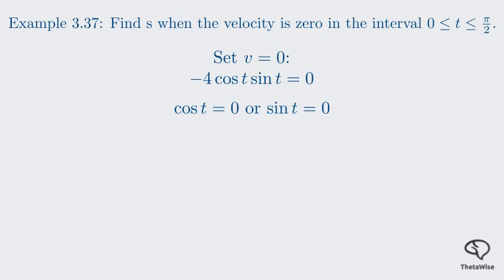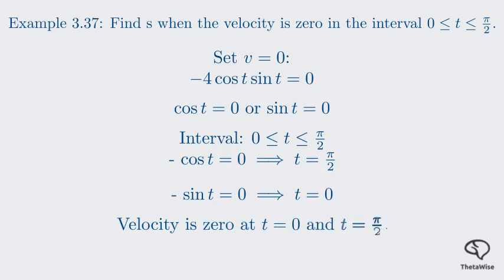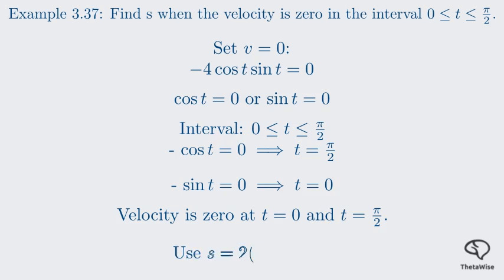Let's consider the interval 0 to pi over 2, which is the first quadrant. Within this interval, cosine t is 0 only at t equals pi over 2, and sine t is 0 only at t equals 0. So the velocity is 0 at two times, t equals 0 and t equals pi over 2. The question asks for the position s at these times. Let's use our original position function to find s for each of these t values.